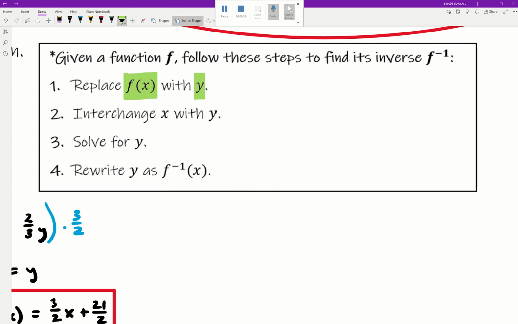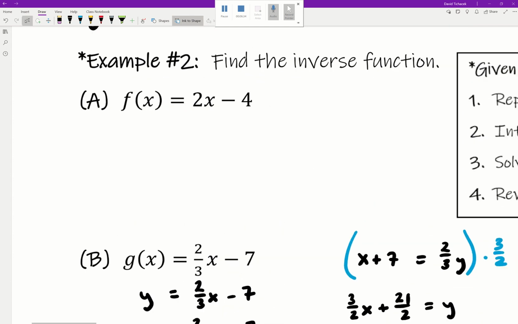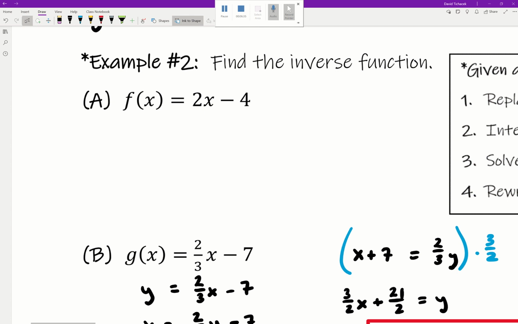And then what we're going to actually do is interchange x and y. We're going to make x and y trade seats in the formula. So let's talk about how that is going to look. Here in part A, we have f of x is equal to 2x minus 4. The first thing I'm going to do is trade out that f of x for a single variable name, maybe call it y. y is equal to 2x minus 4, and that's doing step 1.